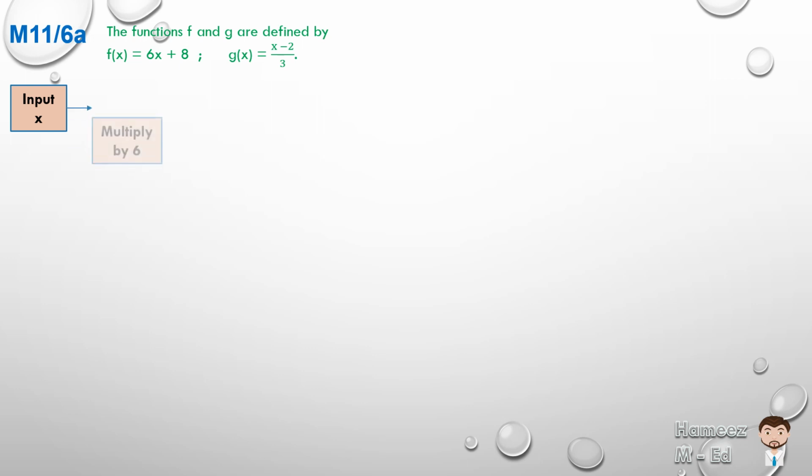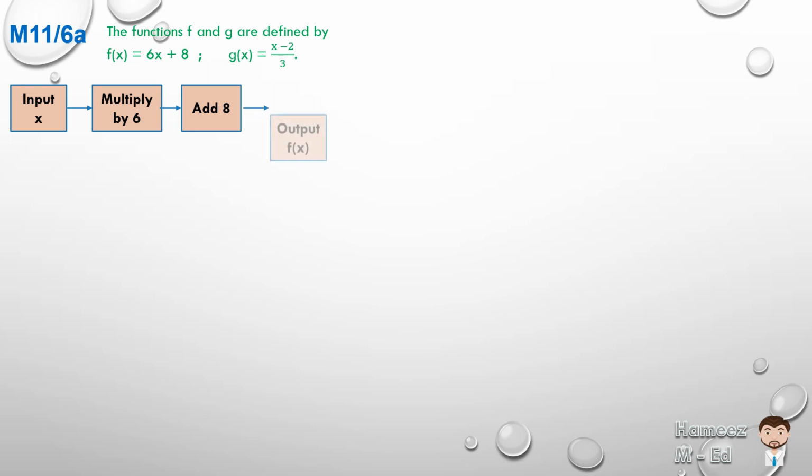And what's the first thing to do with the x? Multiply by 6. And when we're finished multiplying by 6, that gives us 6x. What must we do? Add 8. So 6x plus 8 gives us our output. And we call our output, in this case, f of x.